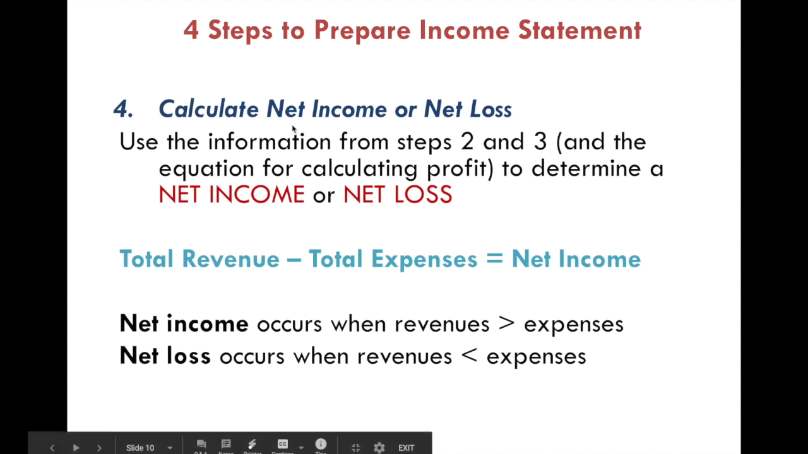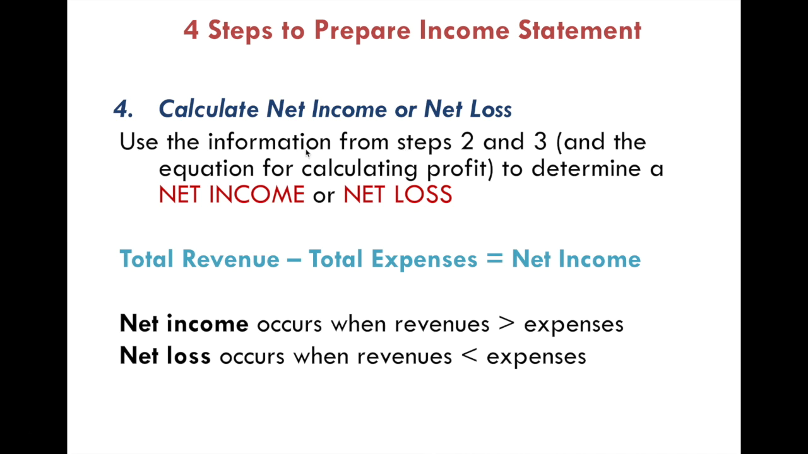Step 4, calculate net income or loss. So I kind of just said that already. But use the info from steps 2 and 3 to determine whether there's a net income, so the company's making money, or a net loss, the company's losing money. Total revenue minus total expenses equals net income.